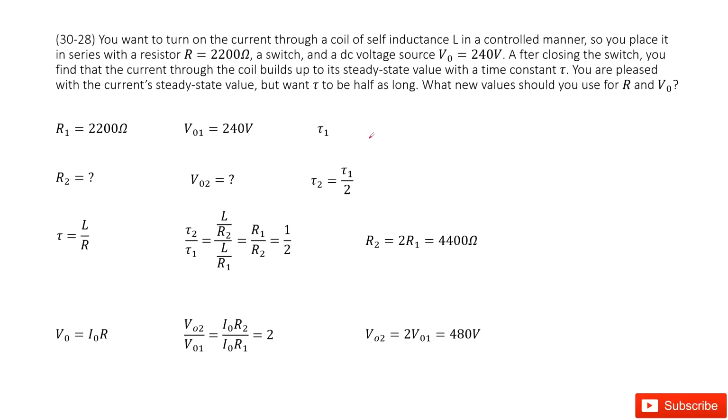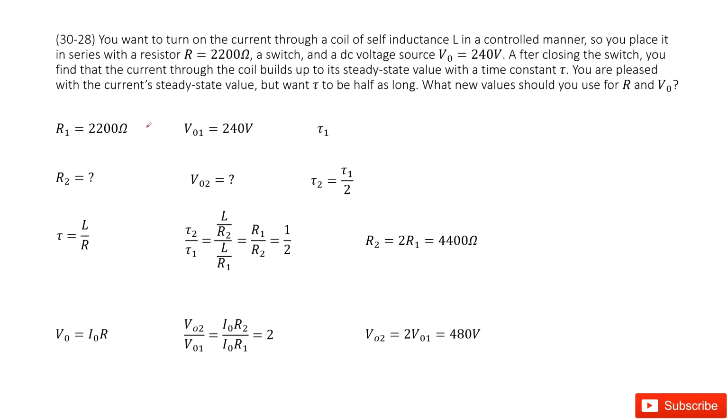Let's look at problem 28 in chapter 30. Chapter 30 is about inductance, electromagnetic oscillations, and AC circuits. So there we have an AC circuit, right? We have a resistor and inductor connected in series, and also we have a battery.